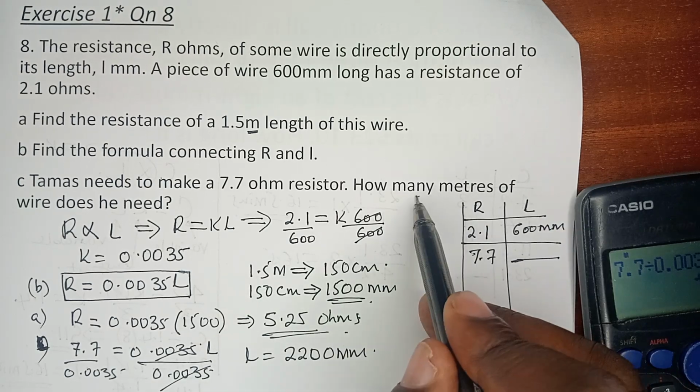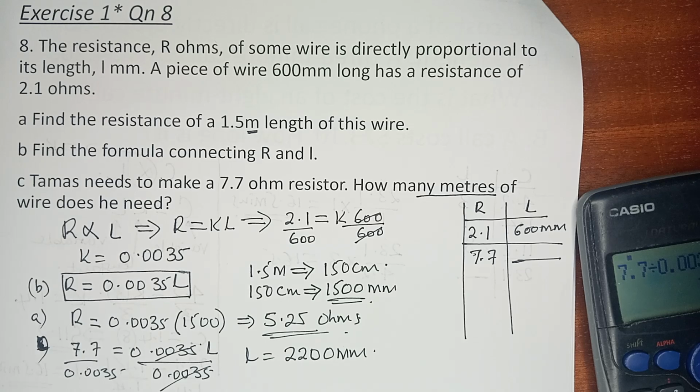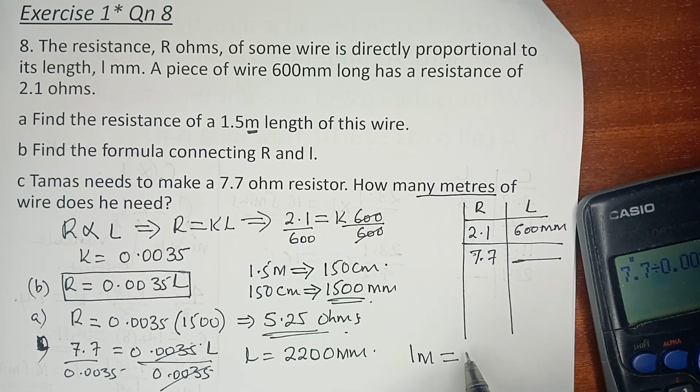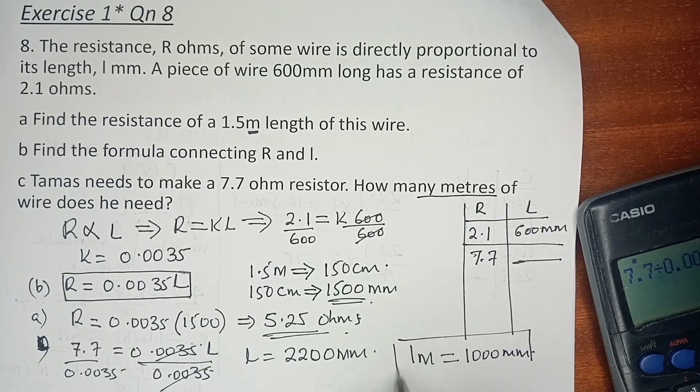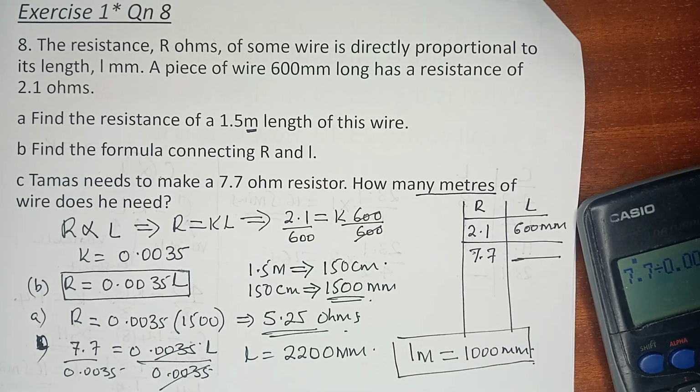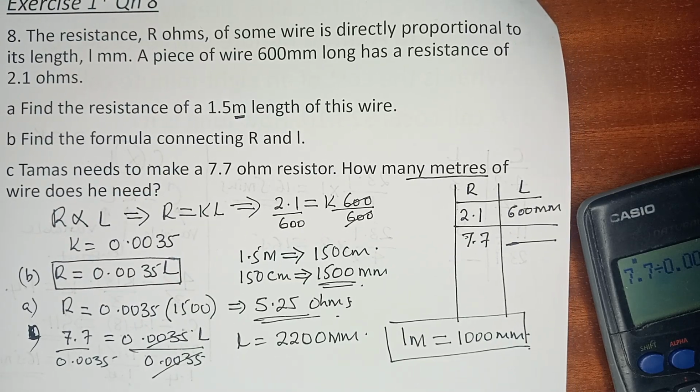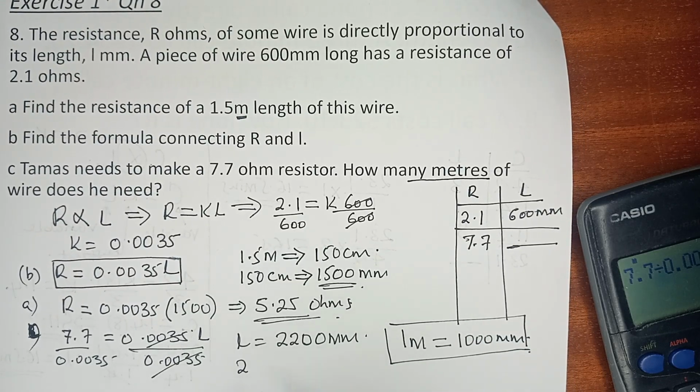But the question is how many meters? To make millimeters centimeters, we divide by 10. To make centimeters meters, we divide by 100. So we know very well 1 meter is equivalent to 1,000 millimeters. It follows that 2,200 millimeters divided by 1,000 is simply 2.2 meters. And that is the answer to part C of the question.